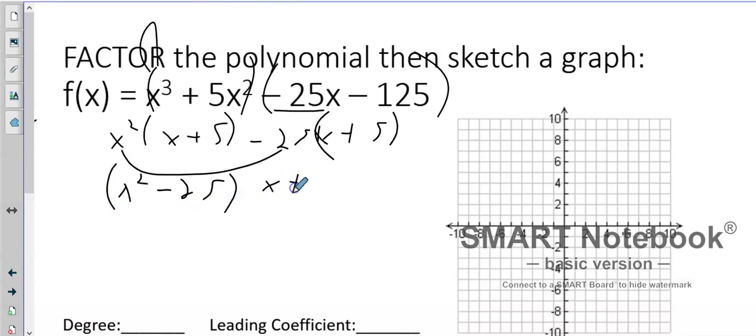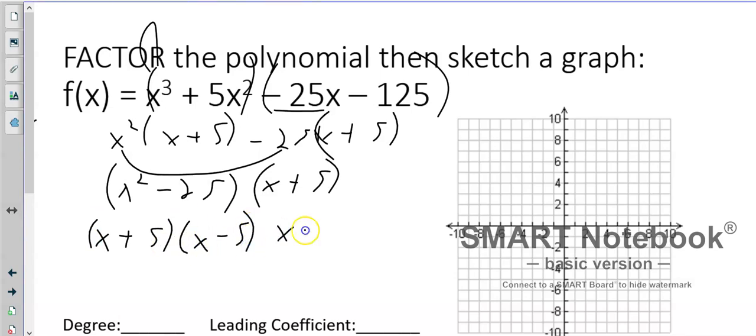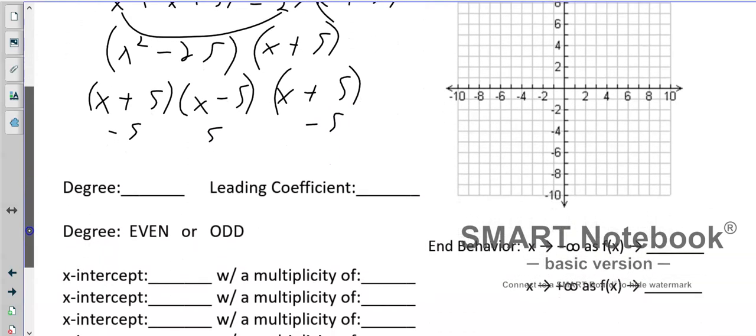And then x plus 5 we write once so far. But this one breaks down to x plus 5, x minus 5 because it's a perfect difference of squares. 25 is a perfect square. So now look, I have two x plus 5s. So negative 5, 5, and negative 5, which means I'm going to have a bounce. I have a multiplicity of 2.